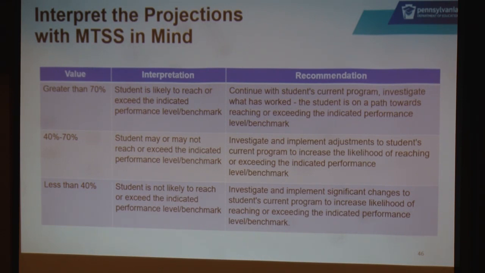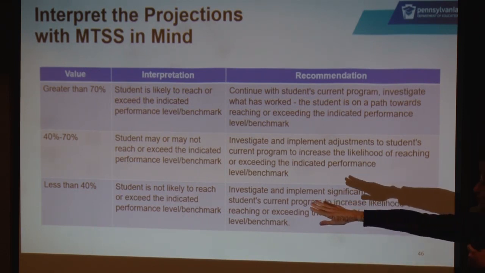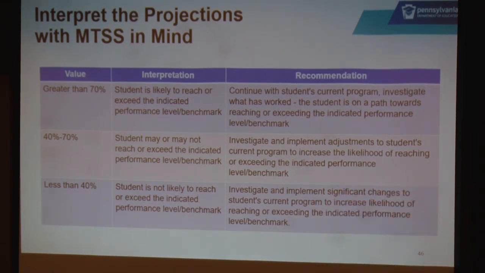So an indication would be continue the student's current programming, investigate what worked, and make sure that that student remains on the path toward meeting or exceeding that prediction. So greater than 70% likelihood, you just want to shore up, making sure that they stay on the path they're already on. If you start seeing likelihoods between 40 and 70, that's an indicator that the students may or may not reach their indicated benchmark.